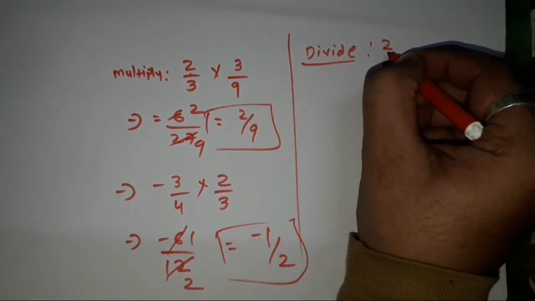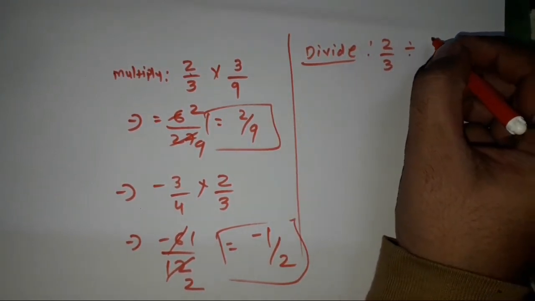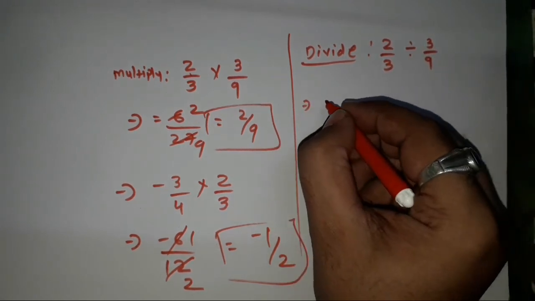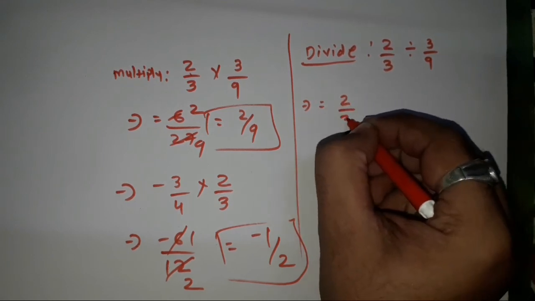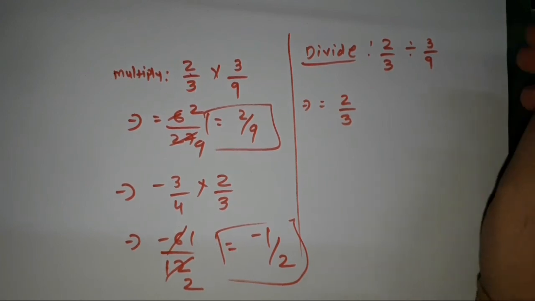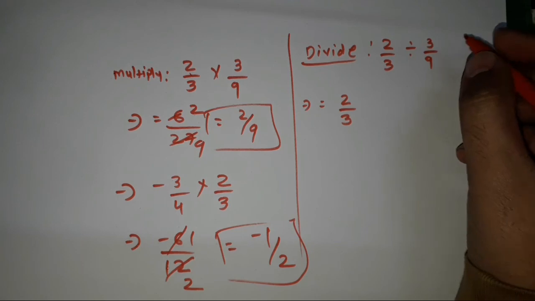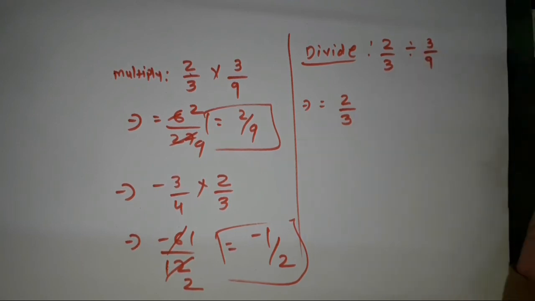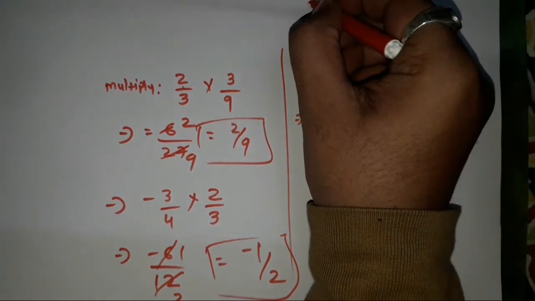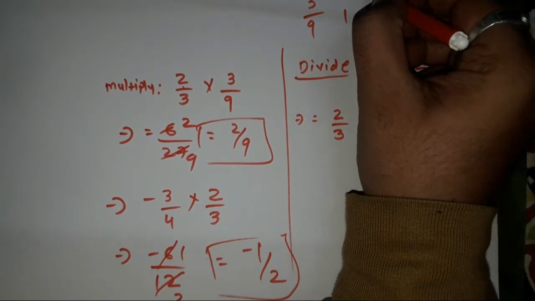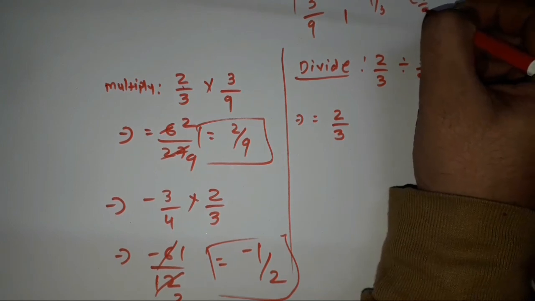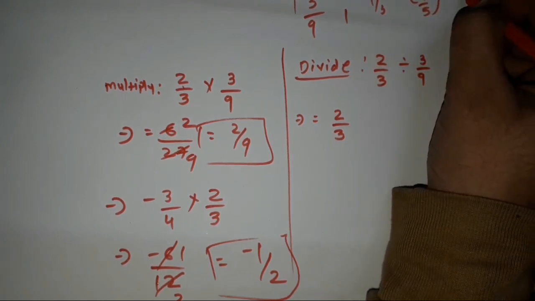For example, divide 2 upon 3 by 3 upon 9. So how can we divide? For division, there is a rule. For example, 2 upon 3, and here 3 upon 9 is there. What we have to do in division is take the reciprocal. Reciprocal means the numerator becomes the denominator and the denominator becomes the numerator. So how to take the reciprocal? For example, 3 upon 9 is there, so the reciprocal of this number will be 9 upon 3. For example, I have to find the reciprocal of 4 upon 5. The reciprocal for this will be 5 upon 4.